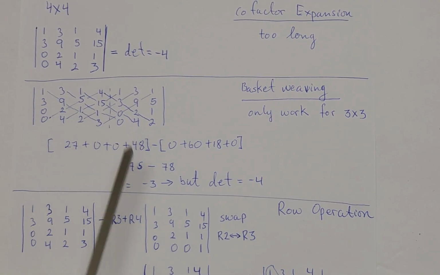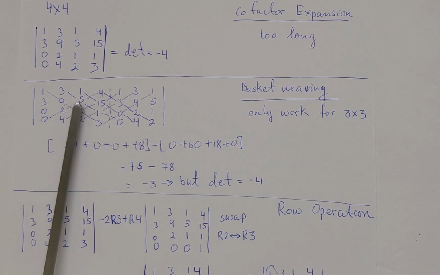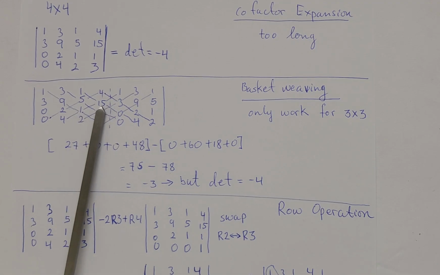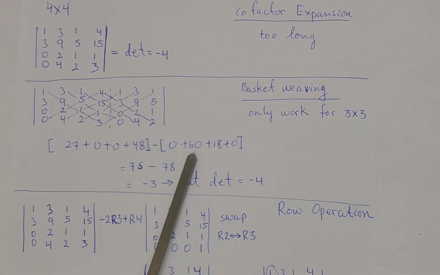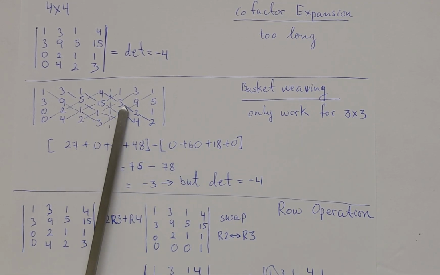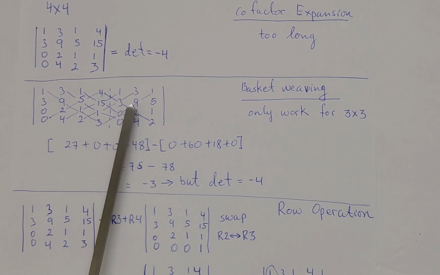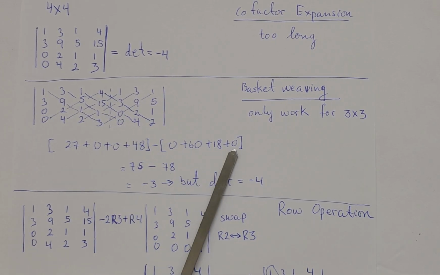Now we did the left. Now reverse it. Go to the right side. 0 times 2 times 5 times 4 is this 0. 4 times 1 times 15 times 1 is this 60. 2 times 1 times 3 times 9 gives me this 18. And then 3 times 0 times 9 times 1 gives me this 0.